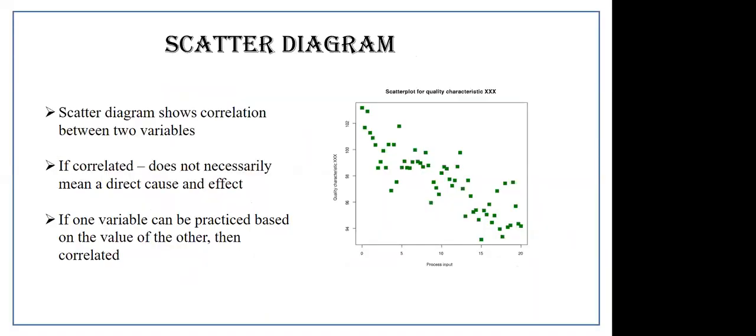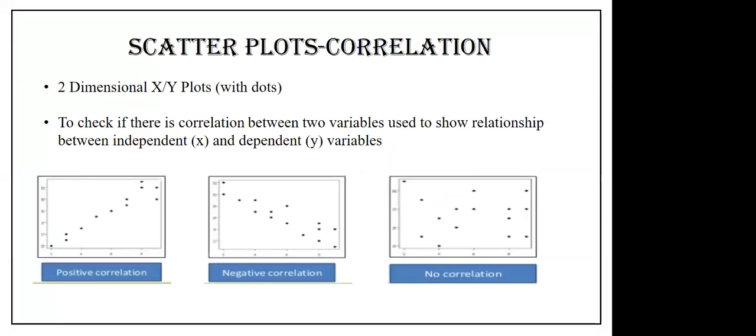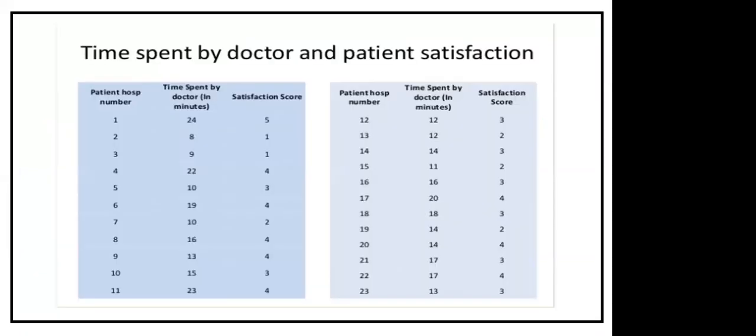Now, the next is the scatter diagram. A scatter diagram shows the correlation between two variables. Correlated does not necessarily mean a direct cause and effect. If one variable can be predicted based on the value of the other, then it's correlated. Also, scatter plots are two-dimensional XY plots to check if there is a correlation between two variables, used to show the relationship between the independent X and the dependent Y variable. Here I am choosing an example of time spent by doctor and patient satisfaction.